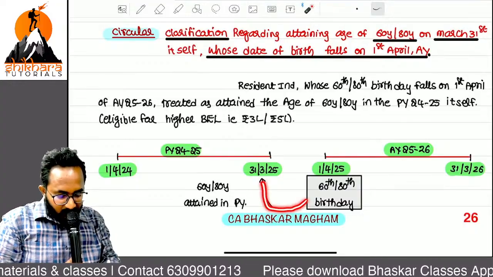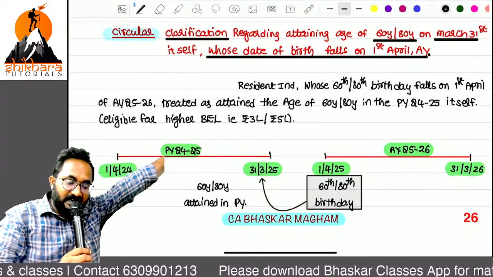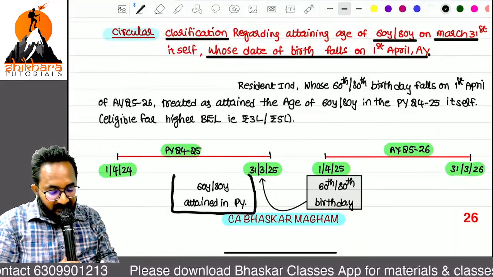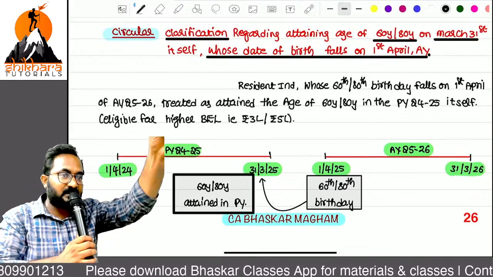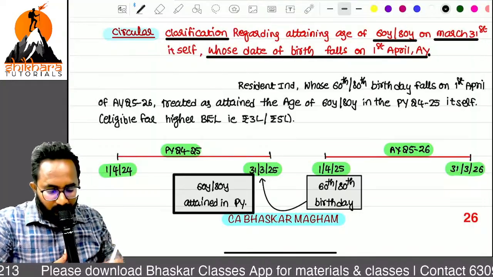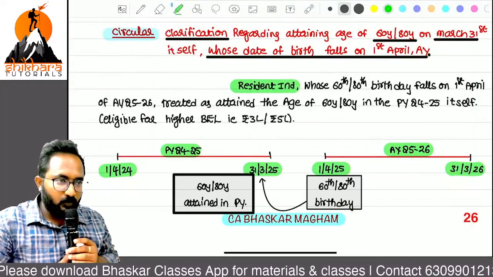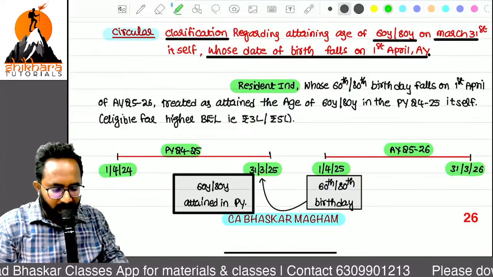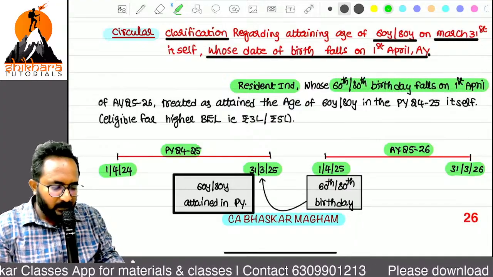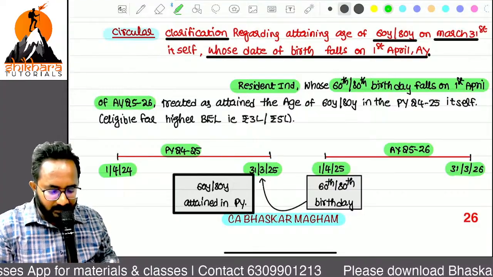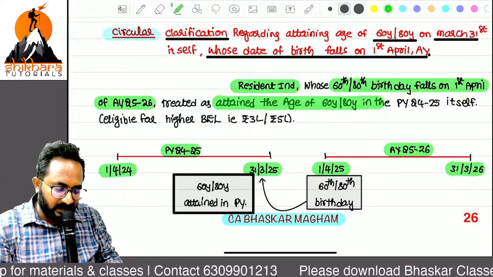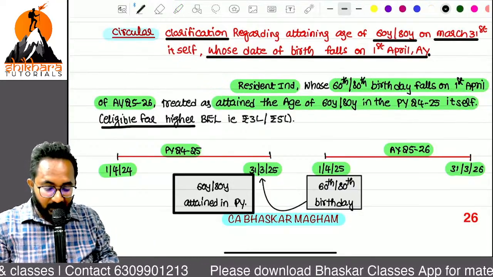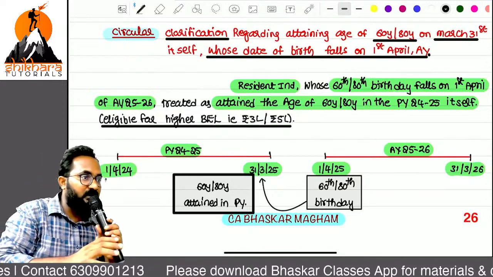So that's why I am putting the arrow like this. Even though your actual date of birth falls in the next year, we can treat you as a senior citizen or super senior citizen in the previous year itself because of this circular. Resident individual. Why resident individual? For non-resident, always 2,50,000. For a resident individual whose 60th or 80th birthday falls on 1st April of the assessment year, it is treated as age 60 or 80 in the previous year 24-25 itself, and they are eligible for the higher basic exemption limit of 3 lakh or 5 lakh.